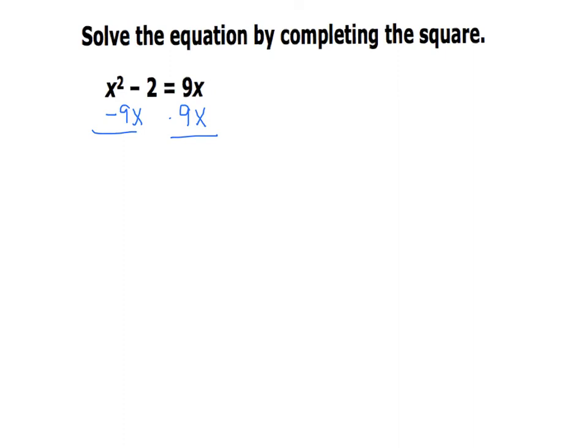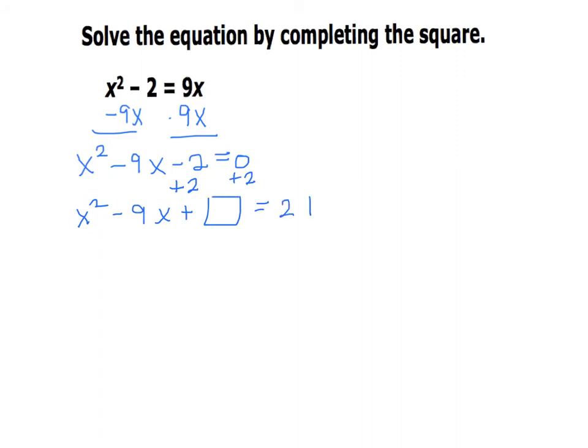And in doing that, that gives us x squared minus 9x minus 2 equals 0. Next, I need to collect this constant and get it on the right side. So I'm going to add 2 to both sides, and I end up getting x squared minus 9x. Now, I'm going to leave my square right there, keeps it spread out, and I have 2 plus, and I'll put my square right there.